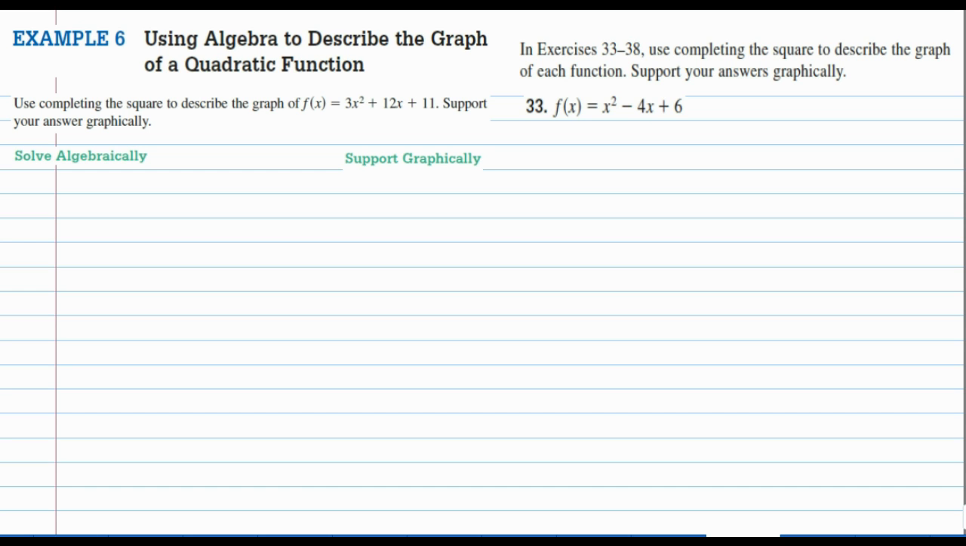Example 6. Using algebra to describe the graph of a quadratic function. So we're going to take a standard form of a parabola and change it algebraically into vertex form using completing the square. First of all, a perfect square. x plus 4, for example, squared.